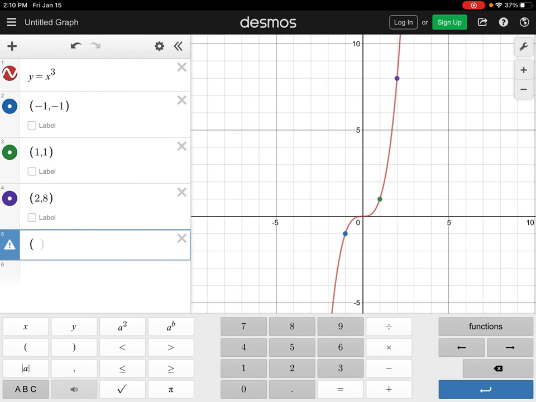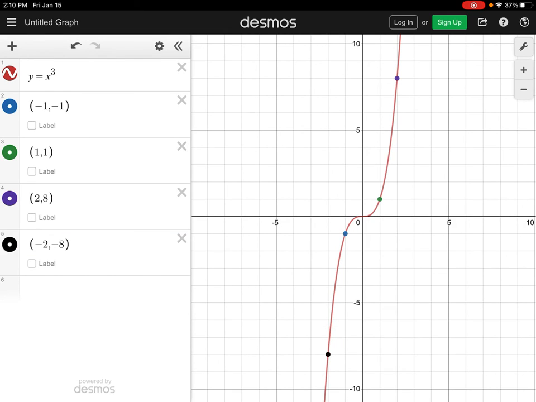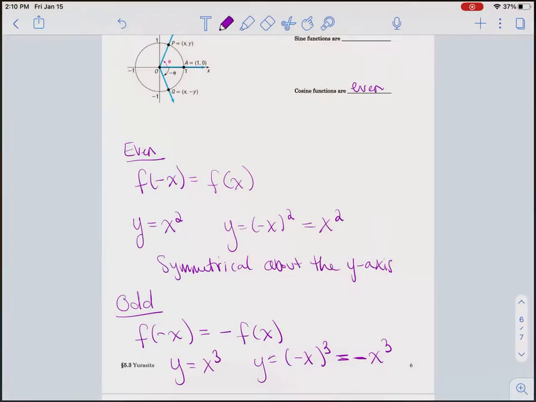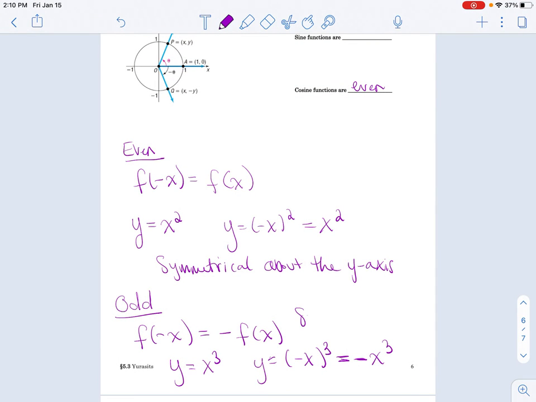But when I put in a -2, if it's odd, it should also negate the output. And I can't see it. I'll get rid, and there it is, that black coordinate. The other thing visually is it's symmetrical about the origin.